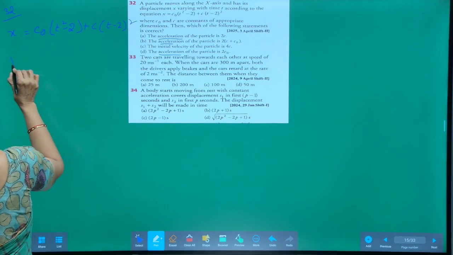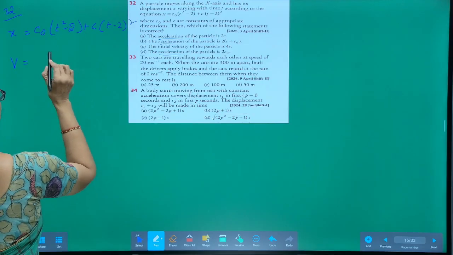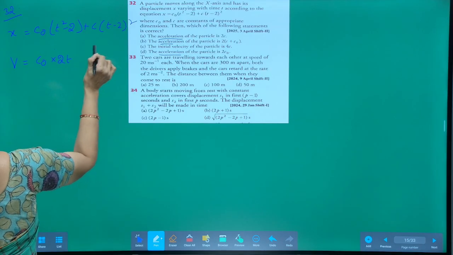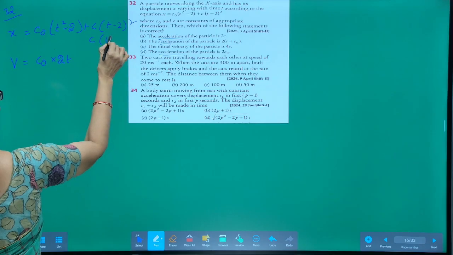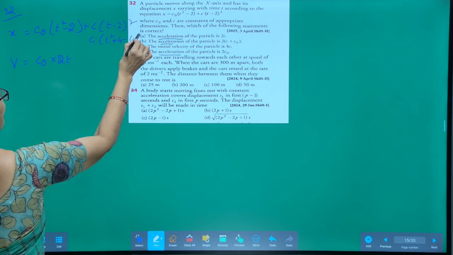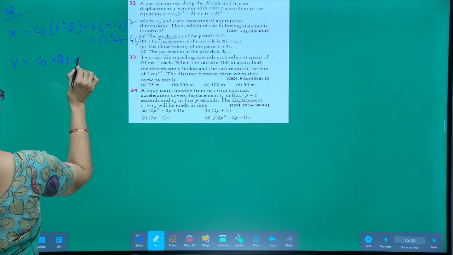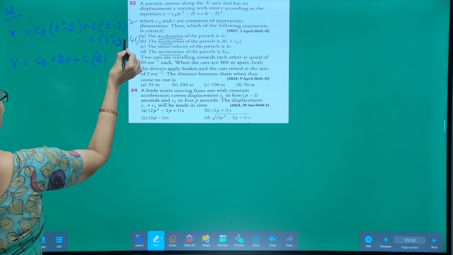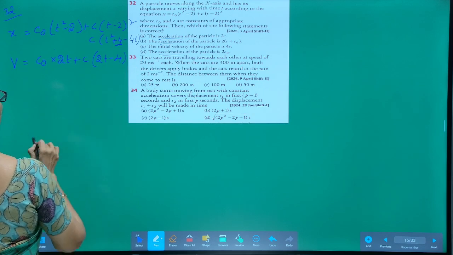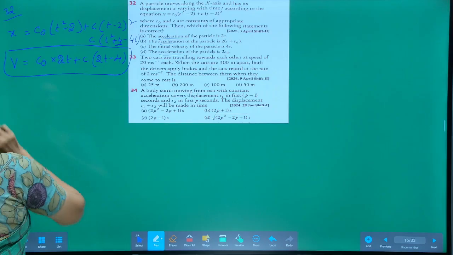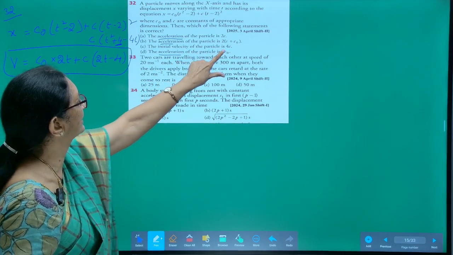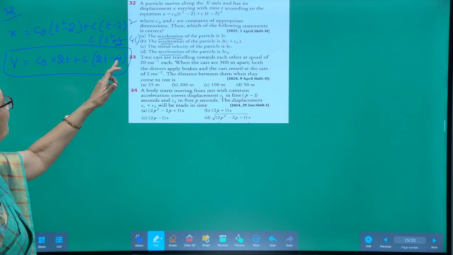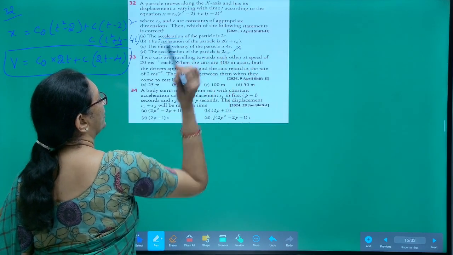So if you differentiate this once with respect to time, this is C naught, t square derivative is 2t. T minus 2 whole square is t square plus 4 minus 4t. If you differentiate this, t square derivative is 2t, and the derivative of 4 is 0, minus 4. So this is the velocity expression. Here it is given velocity is 4c. If you substitute t as 0, you are getting velocity as minus 4c. So this option is wrong.